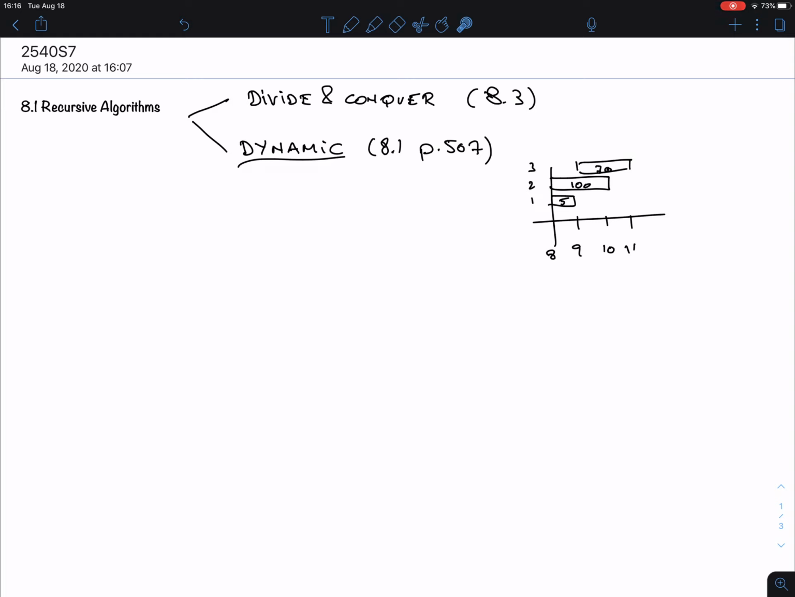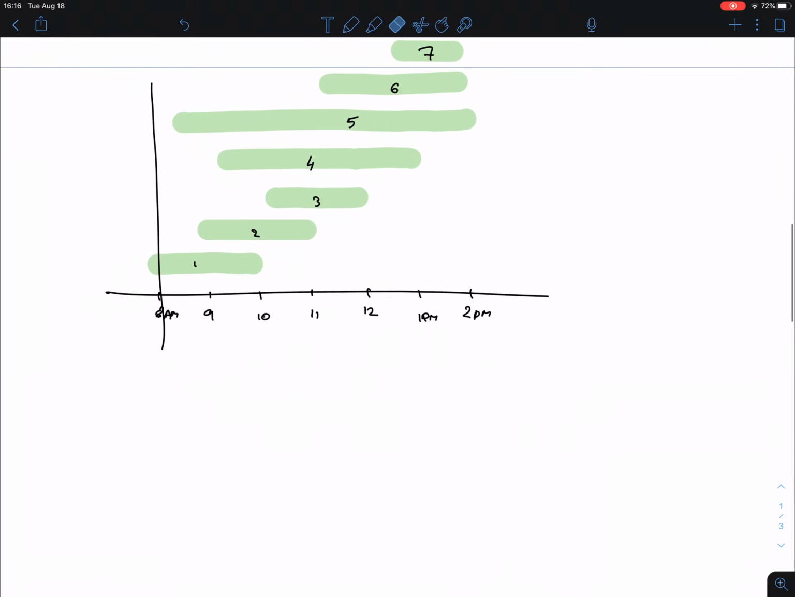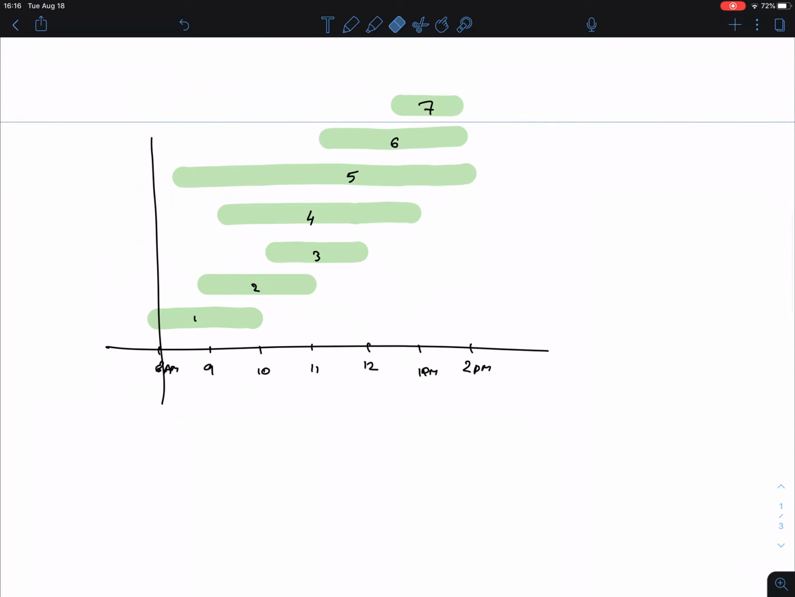Now, this is perhaps a very simple example, so I'm going to go to an example that the book gives. So let's look at a concrete example. Say we have, I'm going to go here, I put into a schedule here the 7 talks. There are 7 talks, and you see when they start and end.